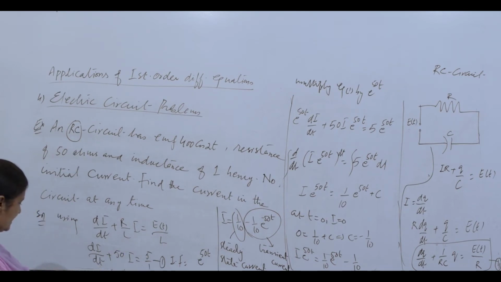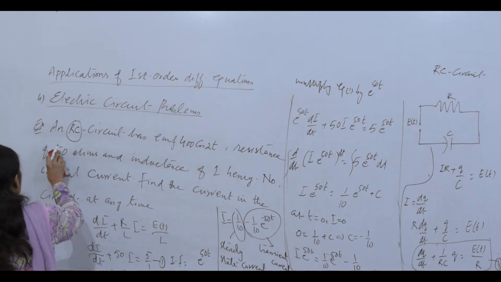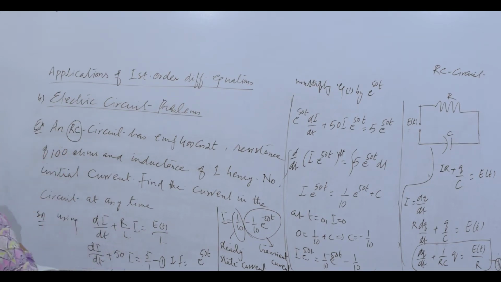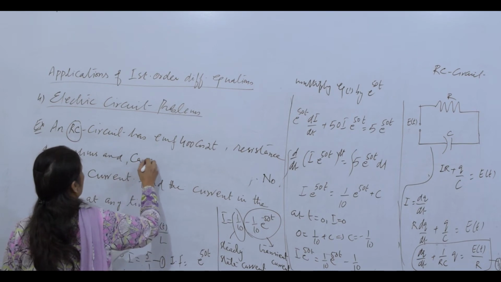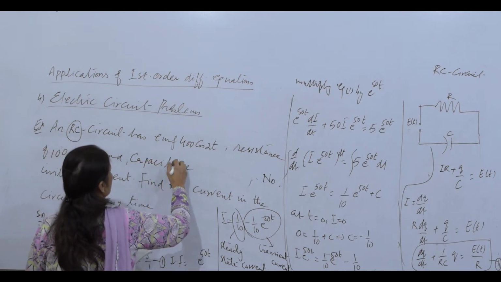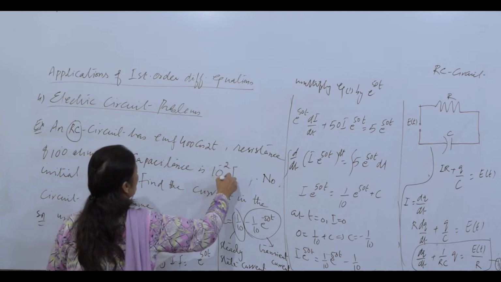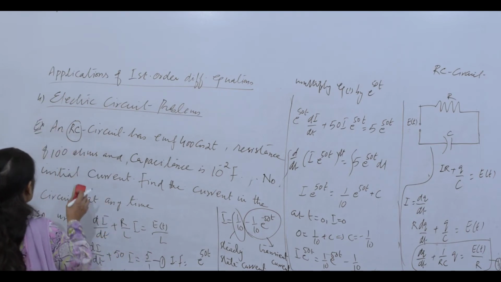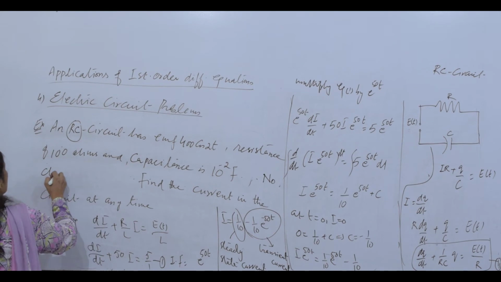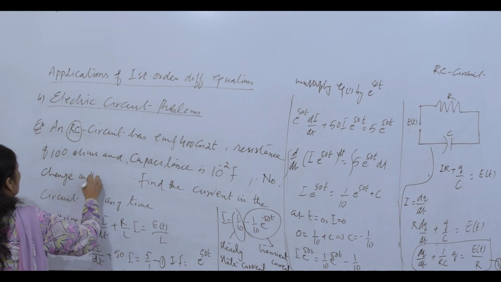The RC circuit has R equal to 100 ohms, the resistance, and a capacitance of 10 raised to power minus 2 farad. Look at that. This is the capacitance given, and the resistance given. There is no charge on the capacitor initially. Find the current in the circuit at any time.